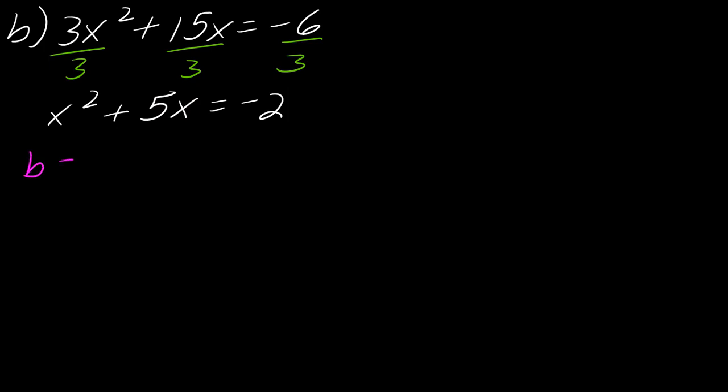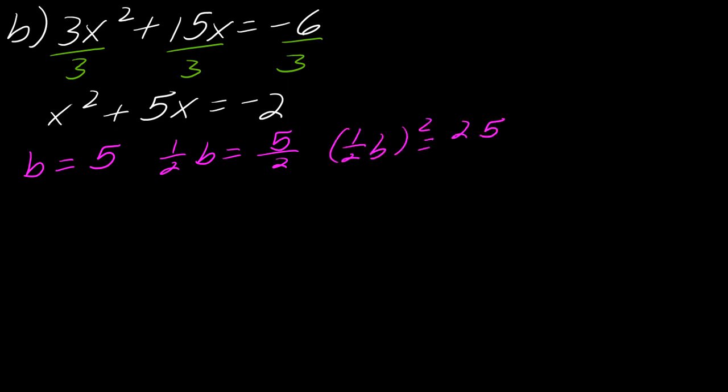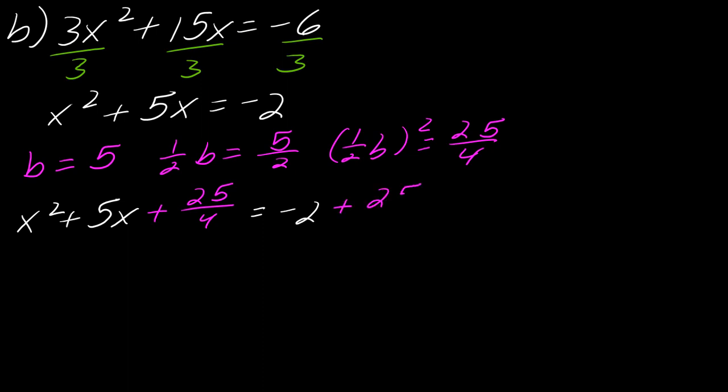So my b is equal to 5. And then remember, for your half b, just leave it in its fractional form, and that will make it simpler when you square it. So 5 squared is 25, 2 squared is 4. So I do have to add that 25 over 4 now to each side. So I've got x squared plus 5x plus 25 over 4 equals negative 2 plus 25 over 4.